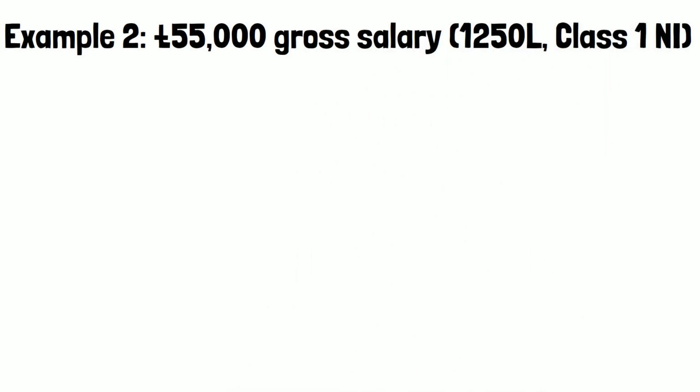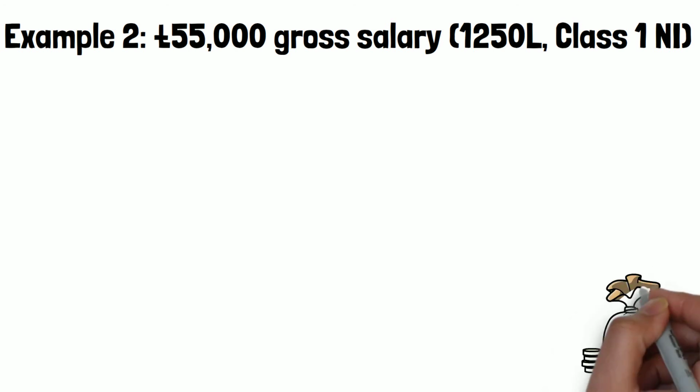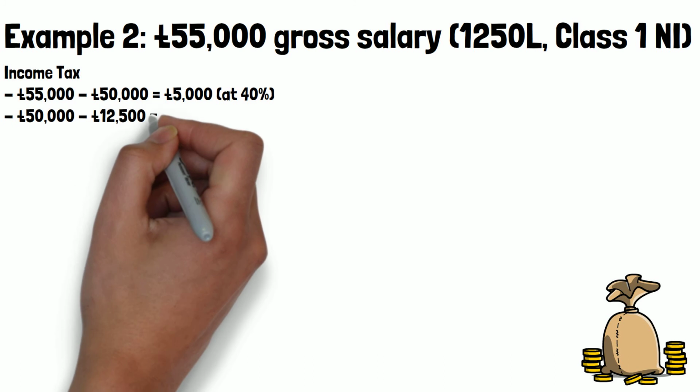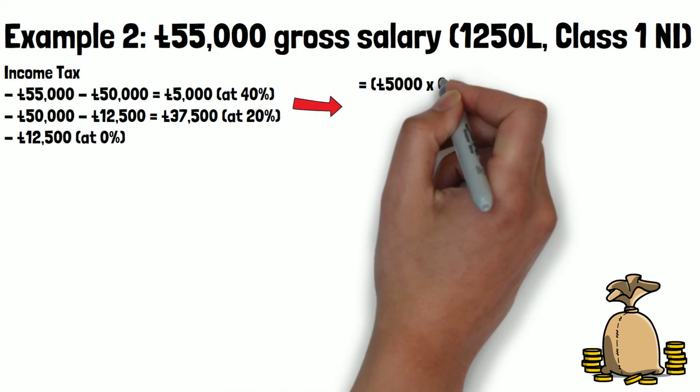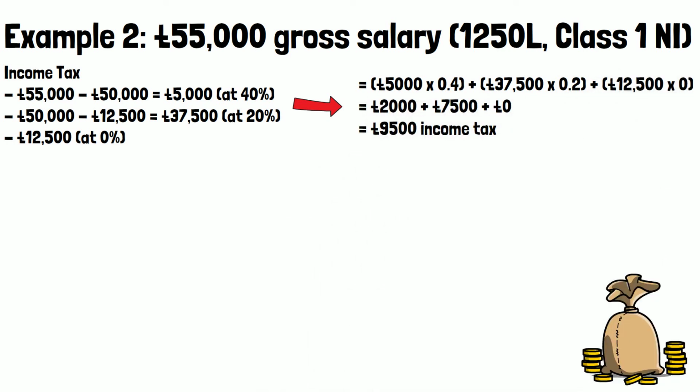If we use an example of a £55,000 salary with a tax code of 1250L and in Class 1 national insurance, we can calculate the total tax on income for this salary as well. Firstly, we calculate the income tax, which for a £55,000 salary will be split across 3 tax bands. £5,000 will be taxed at the higher rate, which is 40%, as this £5,000 is above the £50,000 threshold. £37,500 will be taxed at the basic rate, which is 20%, and £12,500 will be the personal allowance, and so taxed at 0%. Adding this all up, we get £2,000 plus £7,500, which gives an income tax of £9,500.